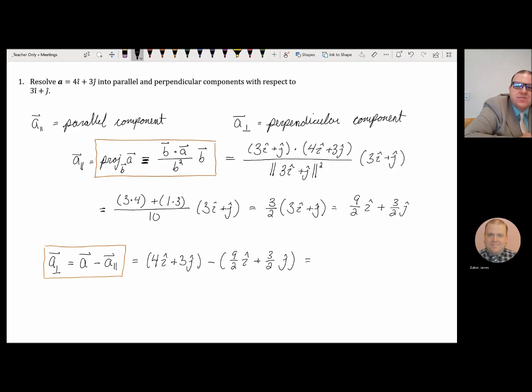Four minus 9/2. Negative 1/2. And then 3 minus 3/2 would be what, 3/2? Right. So here's the parallel component. And there's our perpendicular component. So that would be our decomposition.